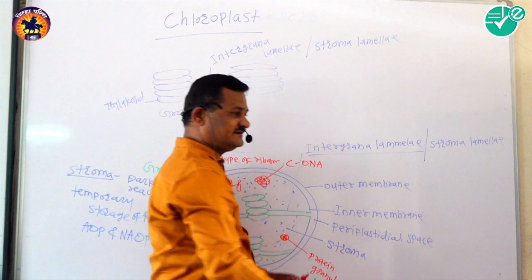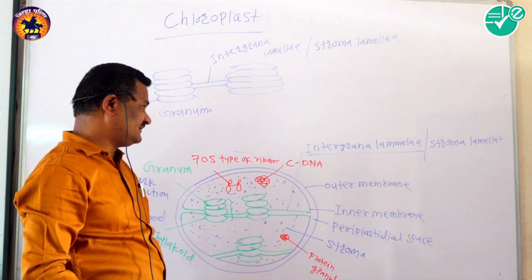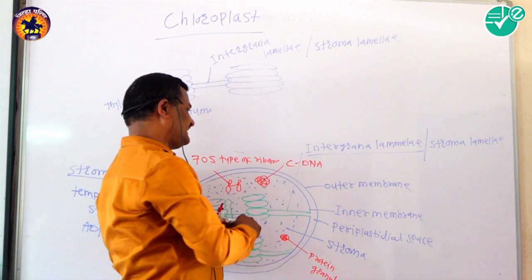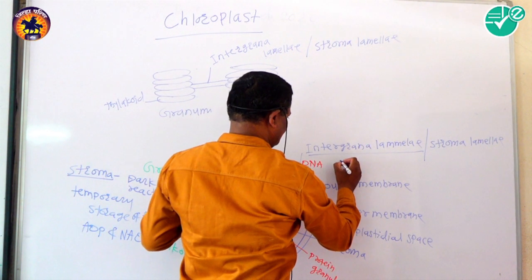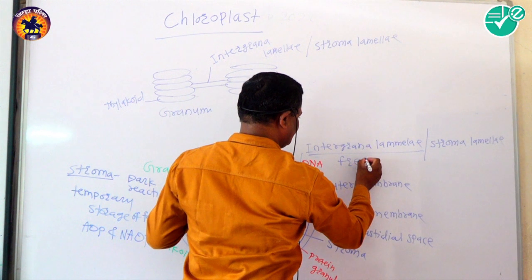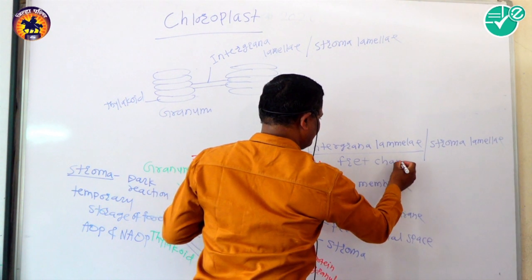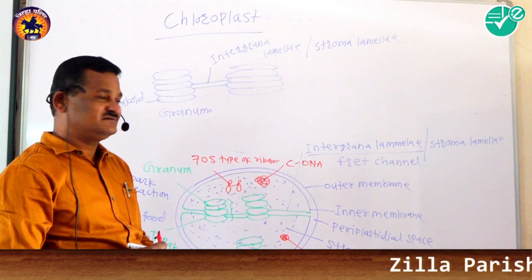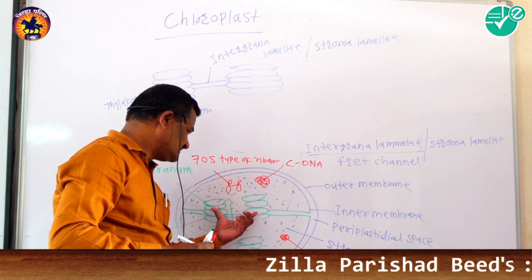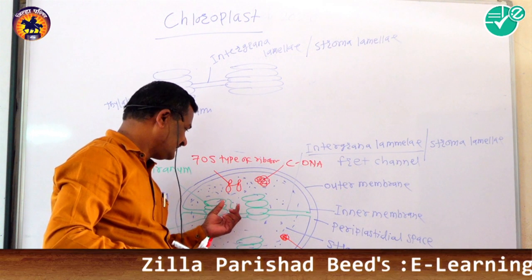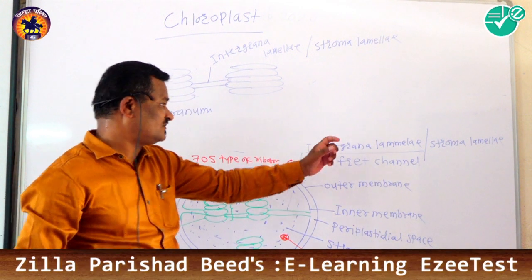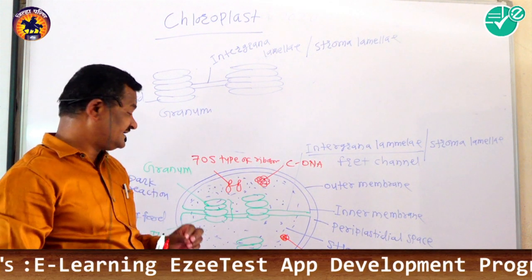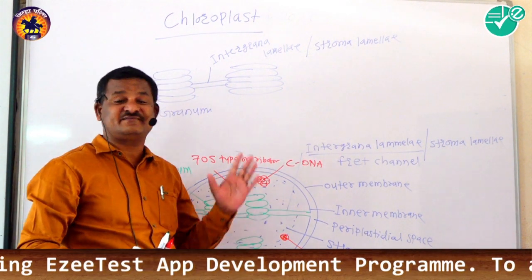Intergrana lamellae, that is stroma lamellae, is also called frets channel. Intergrana lamellae connect adjacent grana. Intergrana lamellae is also called stroma lamellae or the frets channel. The membrane of the intergrana lamellae is called the frets membrane.